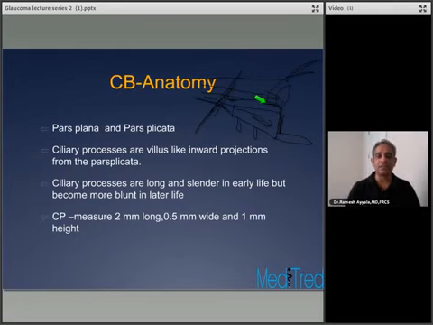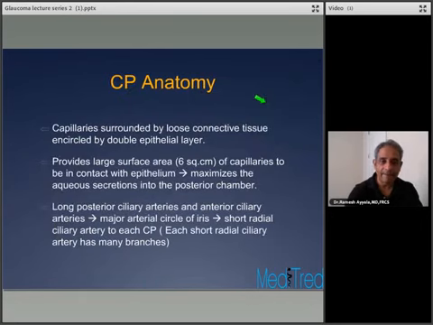Ciliary processes are nothing but villi, like inward projections from the pars plicata, like I mentioned. Ciliary processes are long and slender in early life, but become more blunt in later life. And they measure approximately 2 millimeters long, 0.5 millimeters wide, and 1 millimeter in height. So each ciliary process is an interesting anatomy in itself.